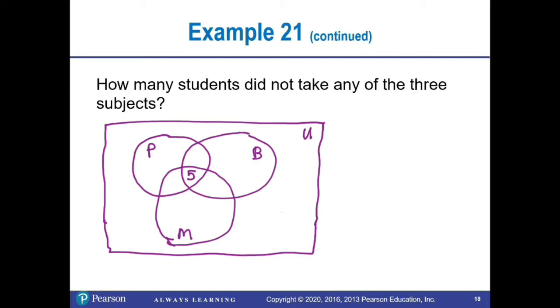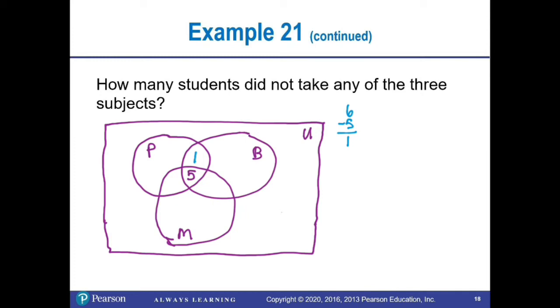So there were 6 students who took physics and biology. Now notice where physics and biology overlap, I already have a 5 there. So I subtract the 5, which gives me 1. That means for the top of the I shape, where physics and biology overlap, I write the 1. So these are students who took physics and biology, but not math, and there was only 1.